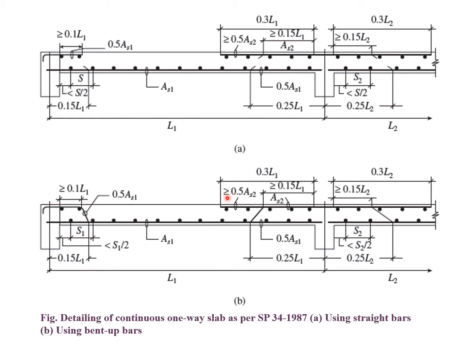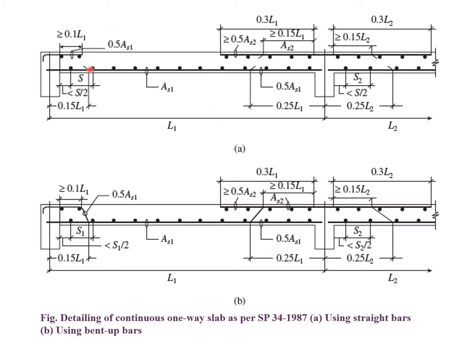The area of steel should be greater than 0.5 times Ast, and the top reinforcement for tension at the top should be more than 0.15 times L1. In the same way, the opposite side can be provided, and at the bottom, reinforcement of the same 0.15 times L1 can be provided. If it is curtailment, there is a small difference, but mostly both will match.